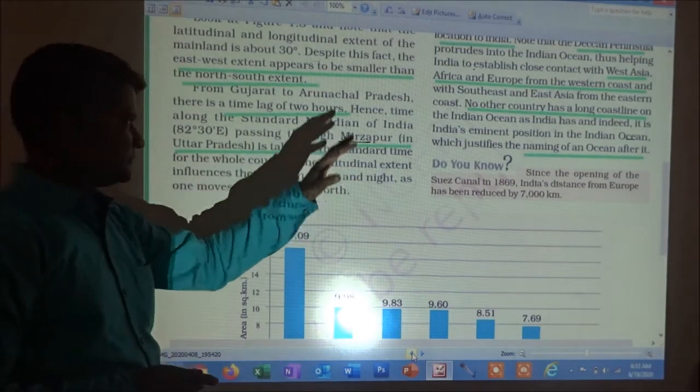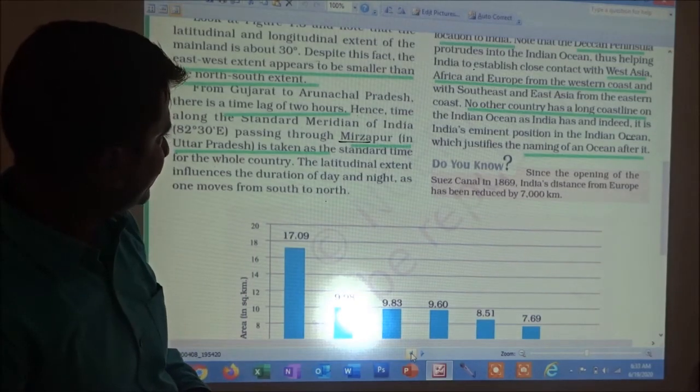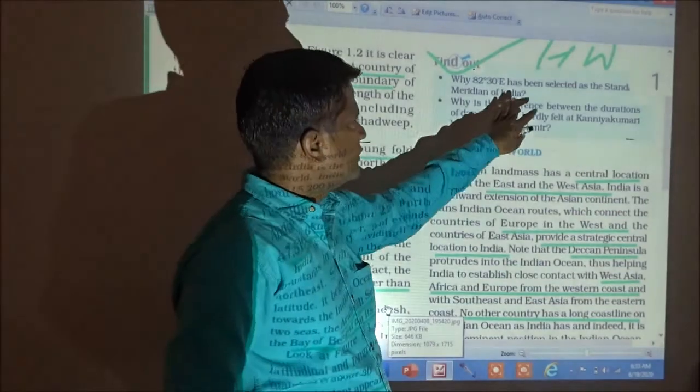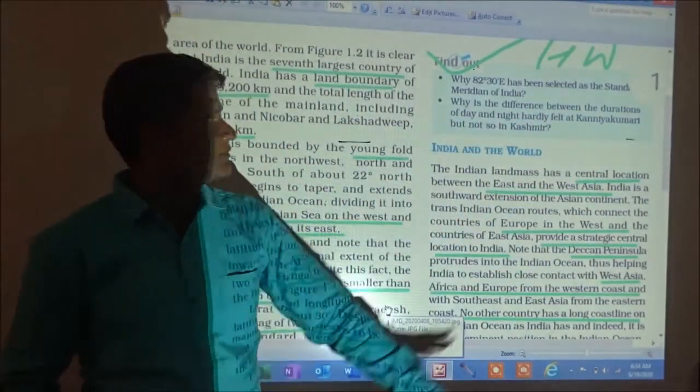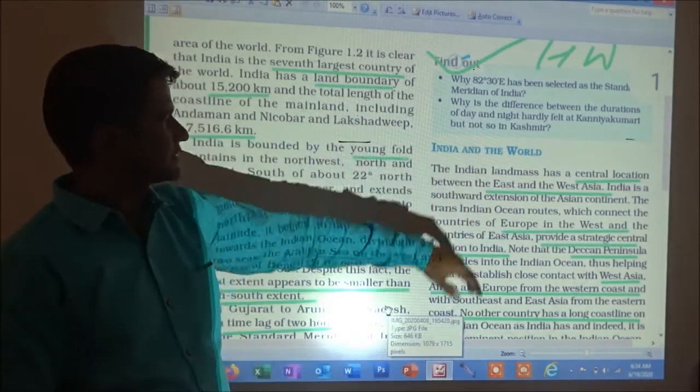So this is information about the standard meridian, and you need to learn it. Now here we are given questions. These are the important questions. Try to find out the answers. If you face any problem, we will discuss it in the class.